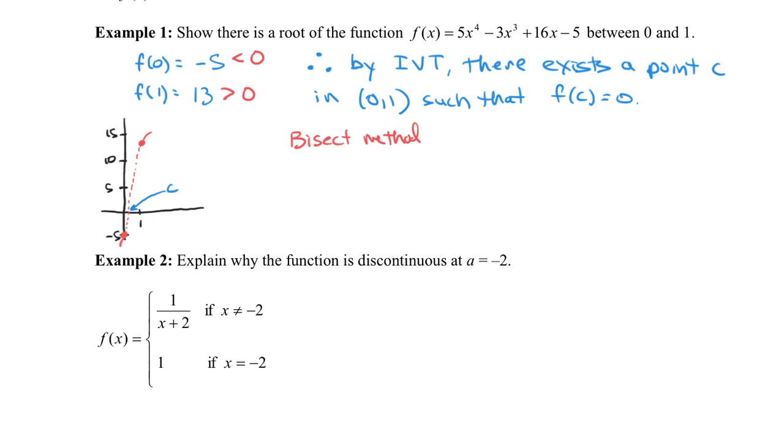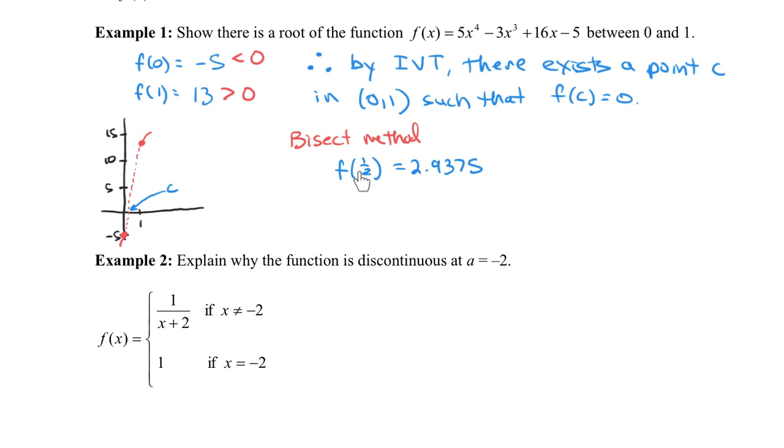So with the bisect method, we'd say, okay, f of 1/2. I'm going to go right in between these two. I plug 1/2 into the function up here, and f of 1/2 equals 2.9375. Well, this is a positive number. So f of 0 is negative, f of 1/2 is positive, so now I know the root is between 0 and 1/2, so I'm narrowing it down.